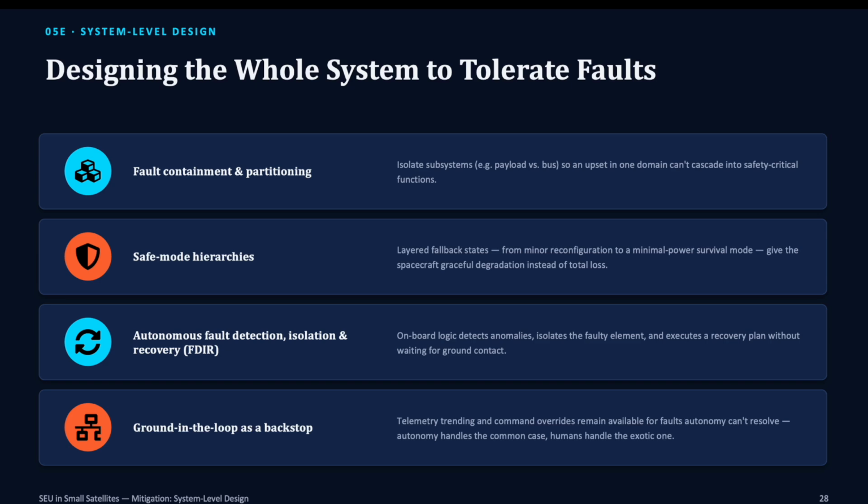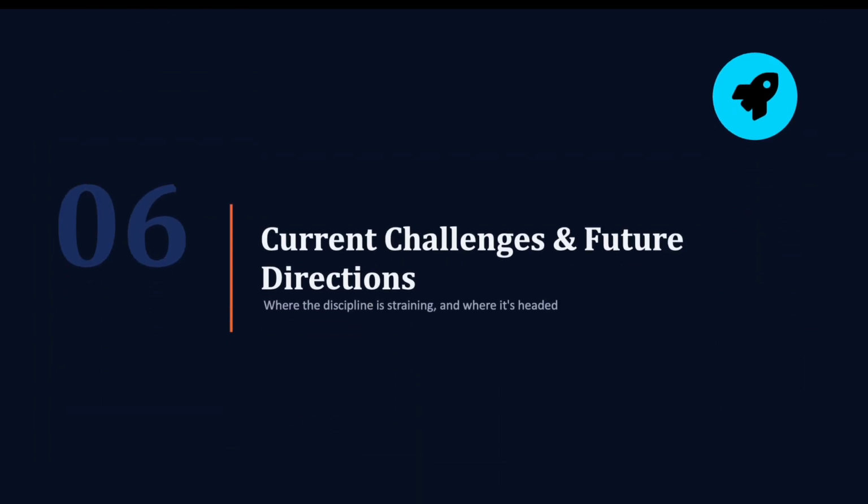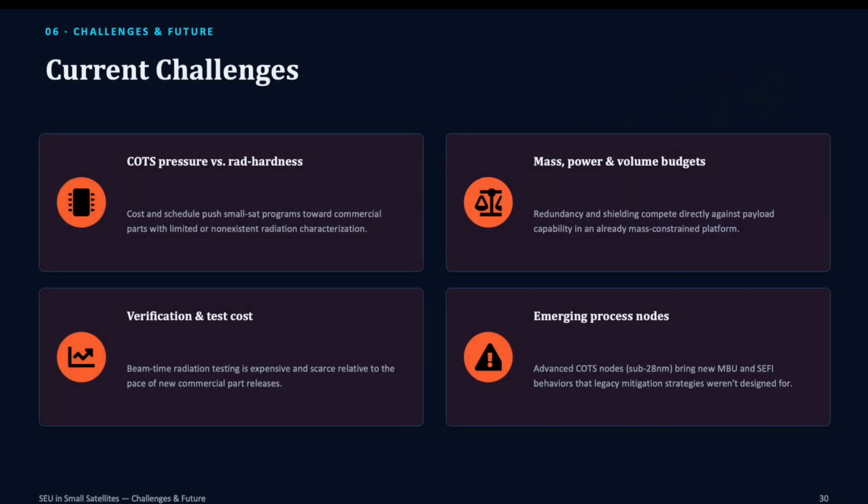Now that we've looked at the techniques, we're going to look at the current challenges and possible future directions. Current challenges include COTS, commercial off-the-shelf pressure, mass, power and volume budgets, verification and testing costs, and emerging process nodes.